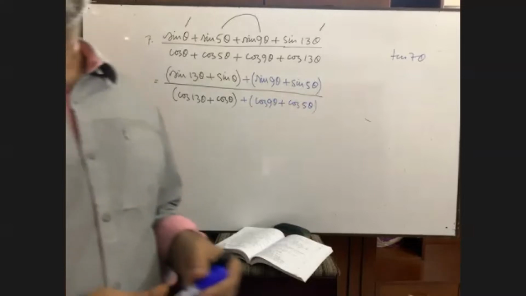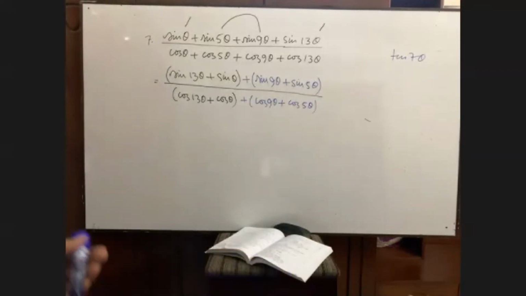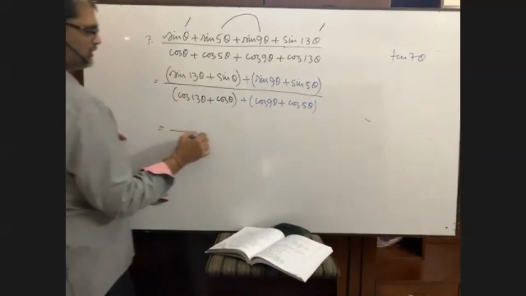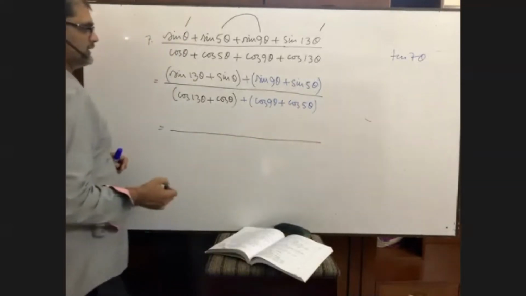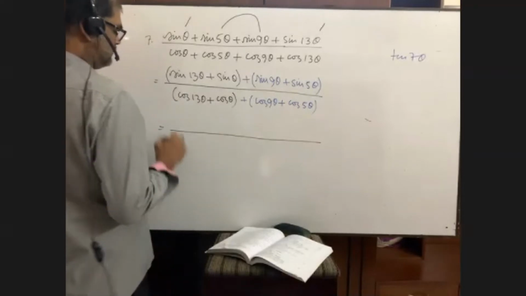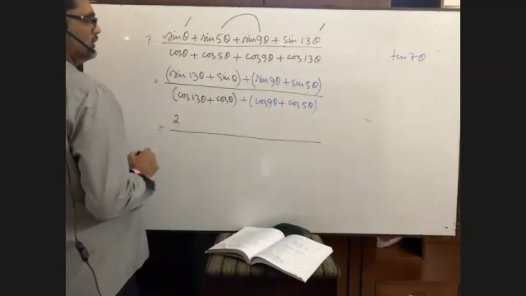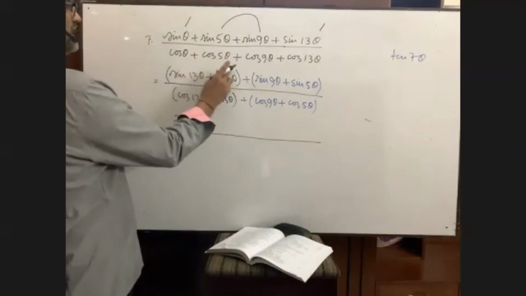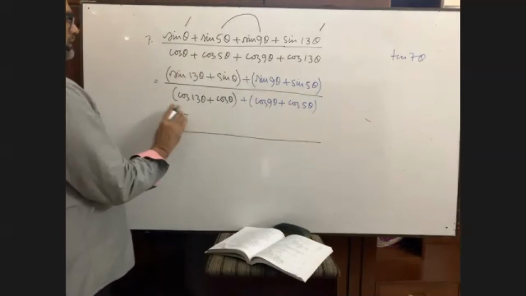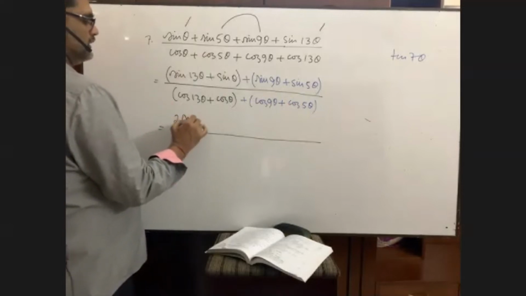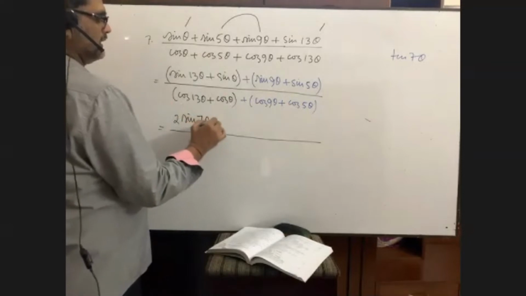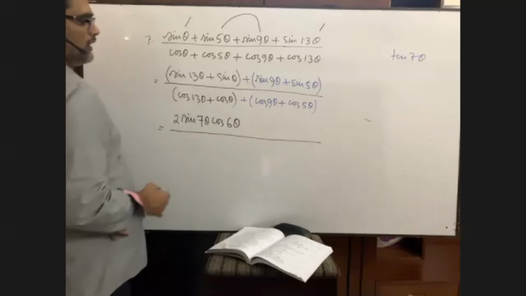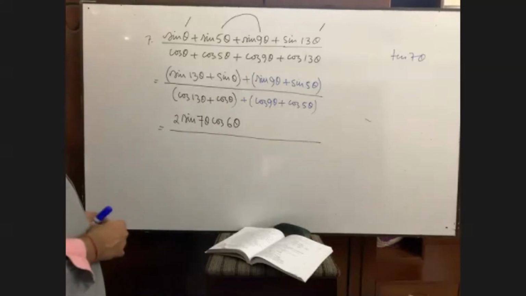Now you just put it into the formula. What is the formula of the first one? Sin C plus sin D is 2 sine of C plus D by 2 into cos of C minus D by 2. This plus this by 2, that is 7 theta. Sin 7 theta and cosine 6 theta. Have you got me? Yes, sir.